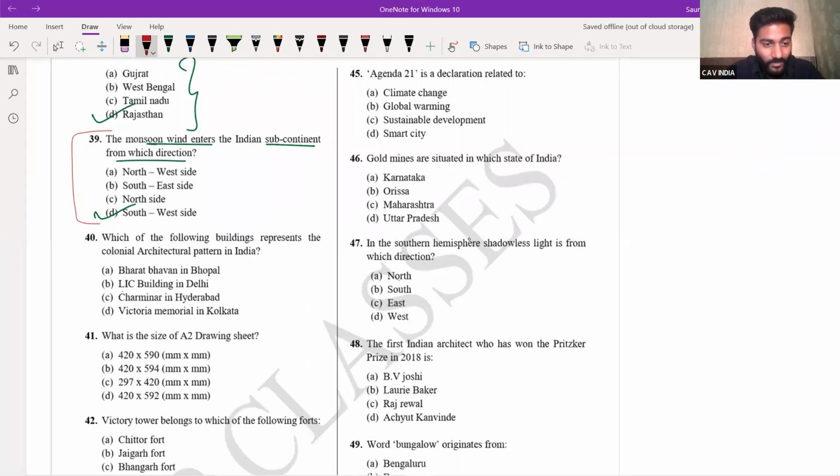Or let's say look at Charminar. Now Charminar in Hyderabad actually represents the Indo-Islamic architecture. And Victoria Memorial in Kolkata is actually of Indo-Saracenic revivalist style. Basically, it has both the British and the Mughal elements in its architecture. Because it has that colonial past and the architectural heritage, it represents the colonial architecture pattern in India. Victoria Memorial.